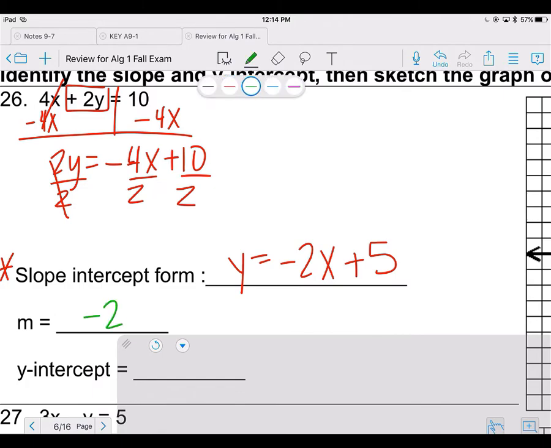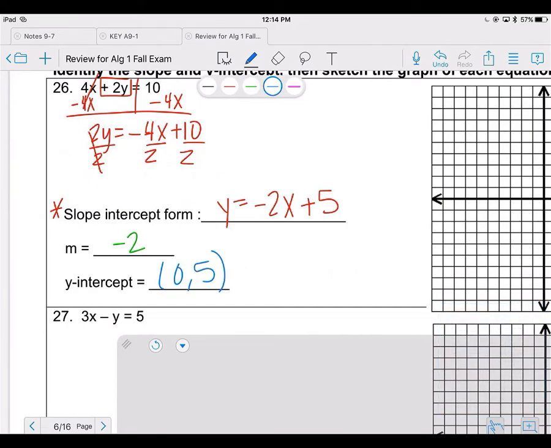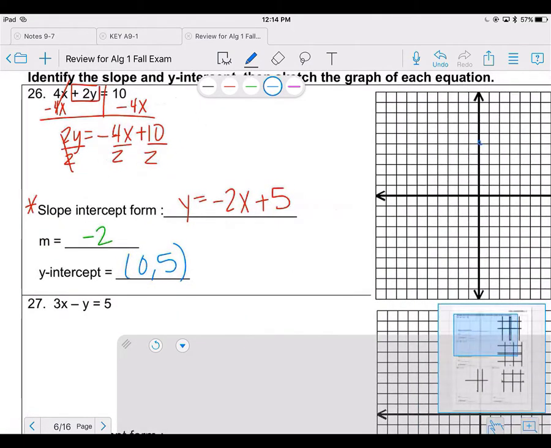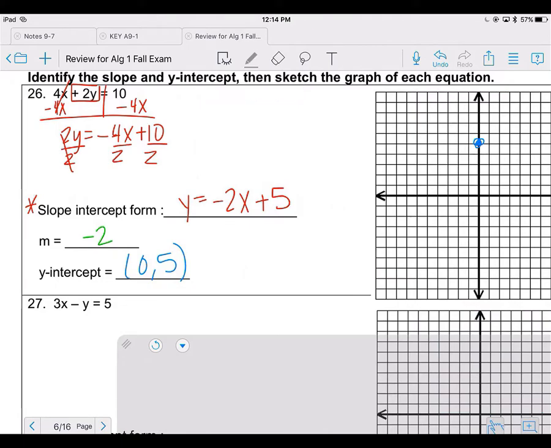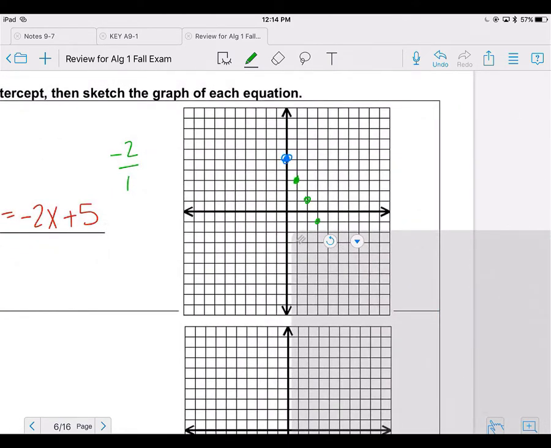So my slope is with x, my b value or my y-intercept is 5. So that b value is where I'm going to start. I'm going to start up at 5. My slope is -2, meaning I'm going to go down 2, right 1. Remember, if there's no bottom fraction, we put it over 1, and because it's negative, we're going down. So down 2, right 1, down 2, right 1, just a couple of times, and then draw my line between them.